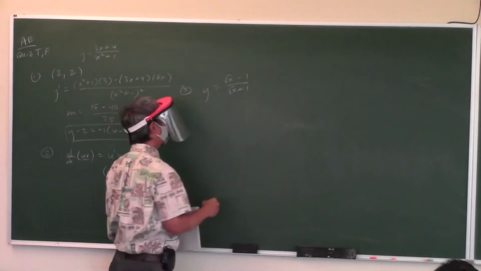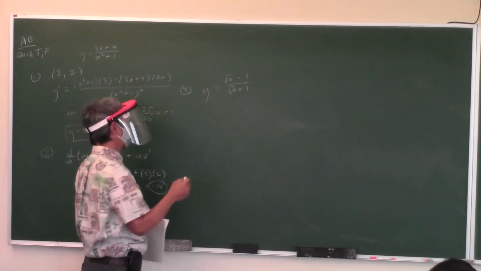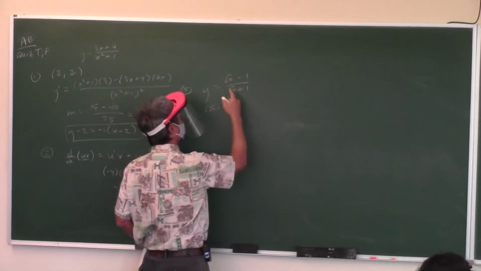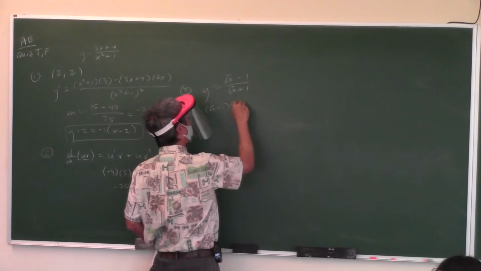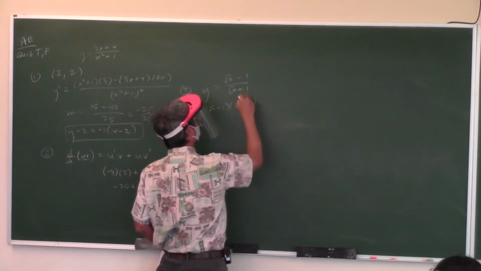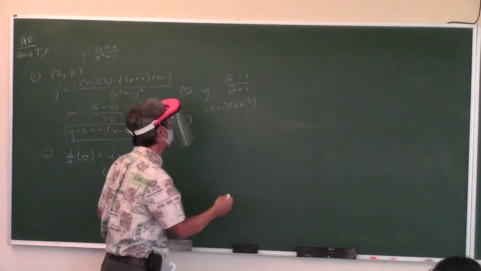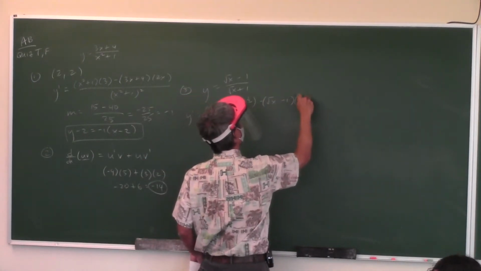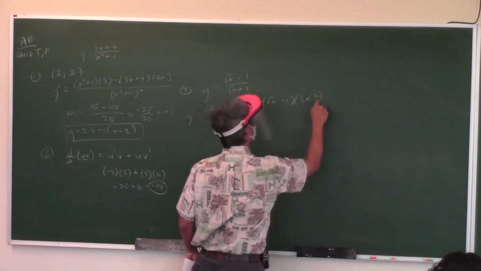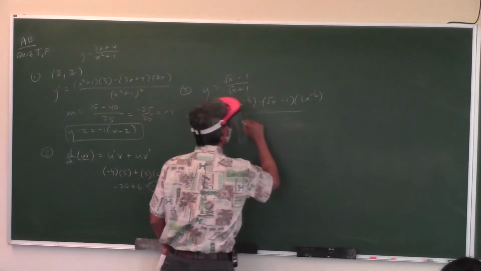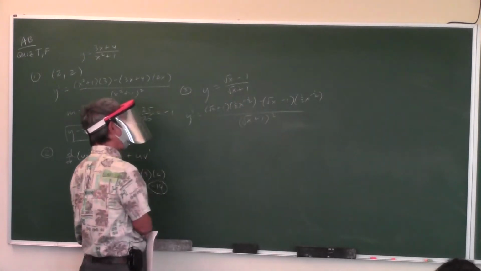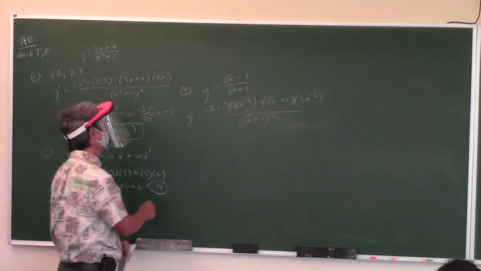Since this is a quotient, you need to use the quotient rule. Low d high, so that's 1/2 x to the negative half, right? Because that's the same thing as x to the half. Minus high d low, 1/2 x to the negative half, all over denominator squared we go. Now you need to simplify.